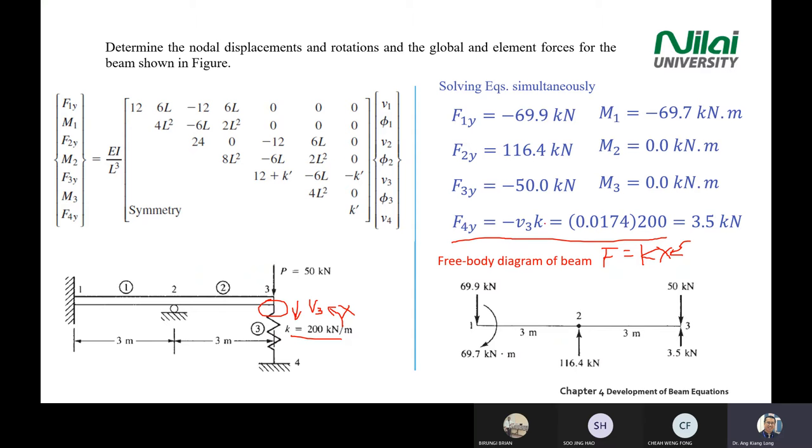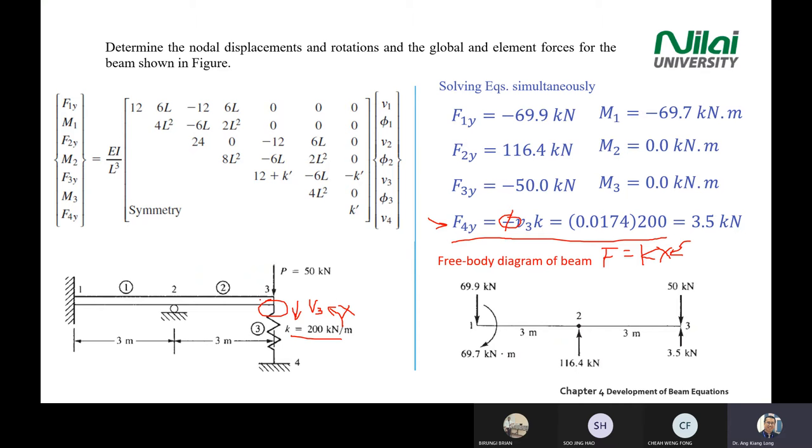So straight away you take V3 multiplied by K, you get 3.5 kilonewton. All right. So there's no negative type of error again, because for this F4, we are focusing on the spring. F4 is spring. So for the spring, you need to see what is the force inside the spring. If you look at the beam itself, the arrow is pointing up for the spring.